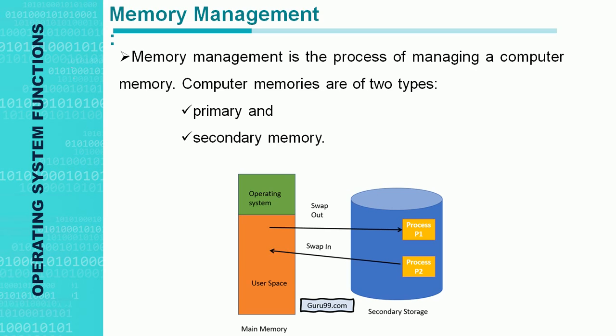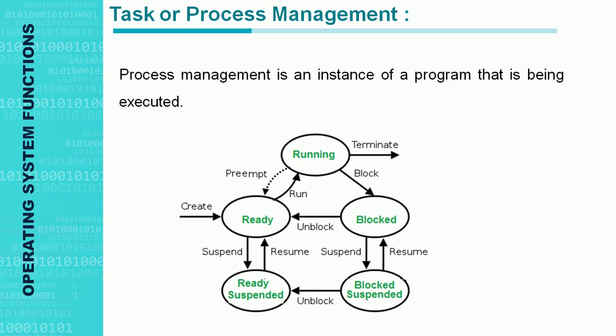Memory management is important for the operating system, involving the multitasking concept. With the help of multitasking, we can run more than one process at the same time. Next, task or process management. A process is an instance of a program that is being executed. The process consists of a number of elements such as identifiers, program counters, memory pointers, context data, and so on.